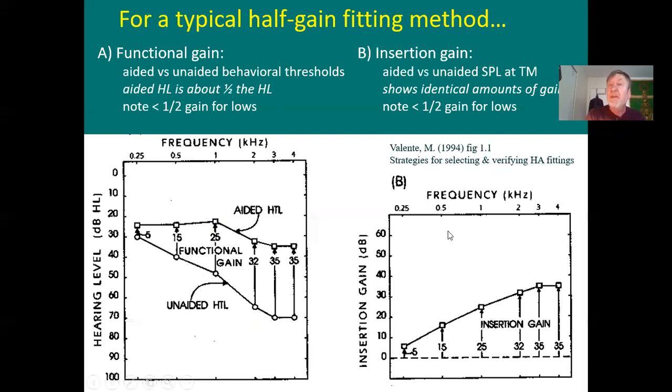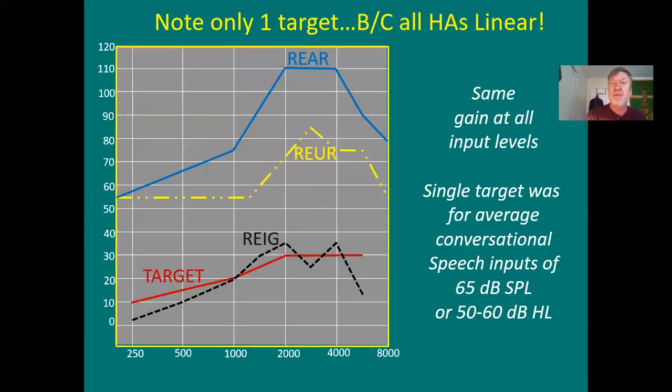On the right, insertion gain by yesterday's real ear. Aided versus unaided SPL at the TM. Okay, non-behavioral method shows identical amounts of gain. And note again, less than half gain for the lows. Note the numbers here are identical to these. And please note, this is just an example. But I'm always trying to highlight the fact that the fitting methods may not have changed. It was the method of verifying that changed.